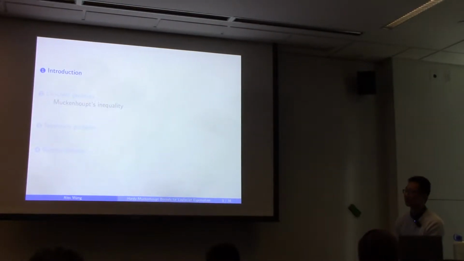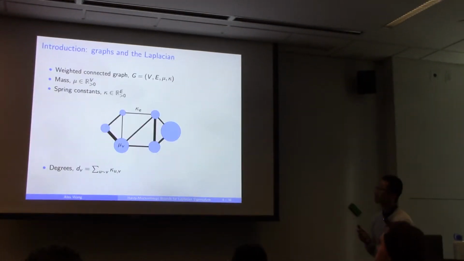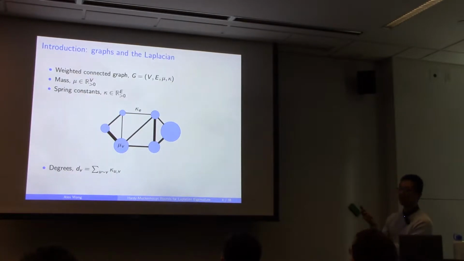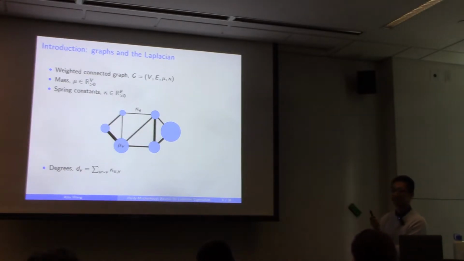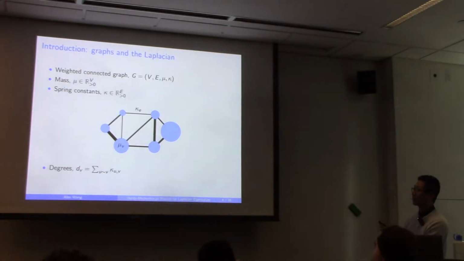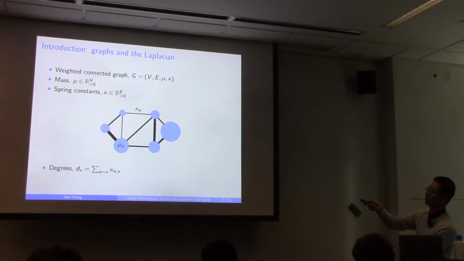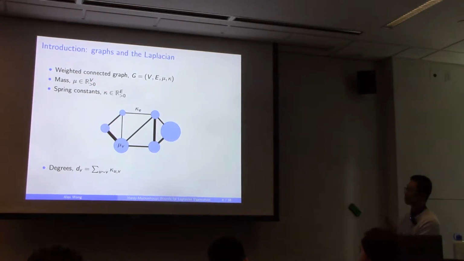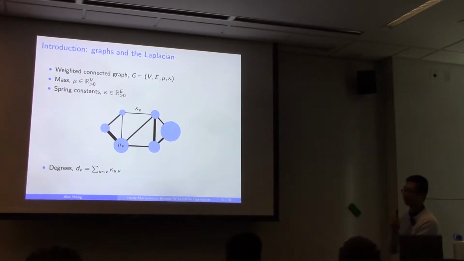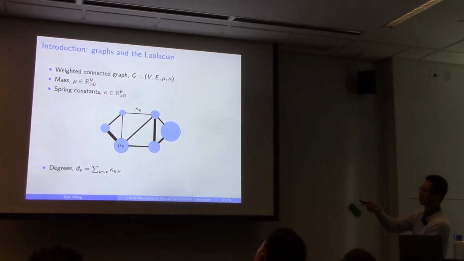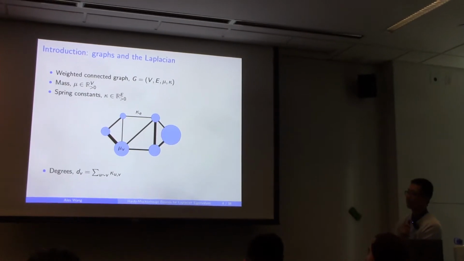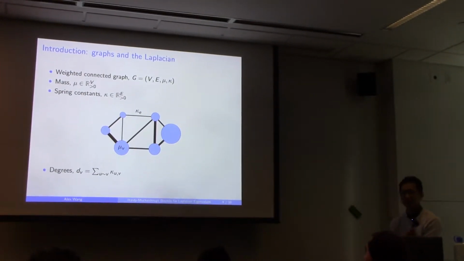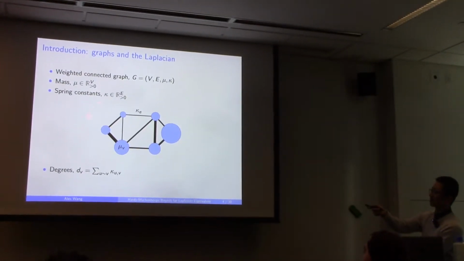All right. So I'm going to just set up some of the quantities that we'll be studying today. I'll be talking about weighted connected graphs. For me, that's a 4-tuple V, E, mu, kappa, where V and E form a connected graph in the usual sense. Mu is going to be a function from the vertices to the positive reals. I'll call those the masses of the corresponding vertices. And I have a vector kappa sending the edges to the positive reals, and I'll call those the spring constants. All right, so pictorially, that's this graph here.